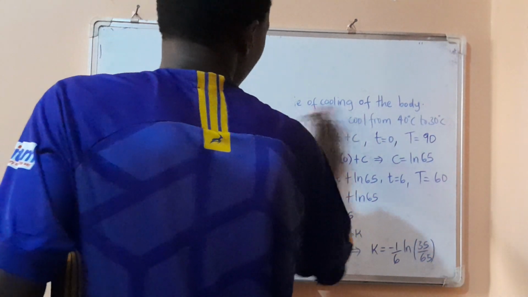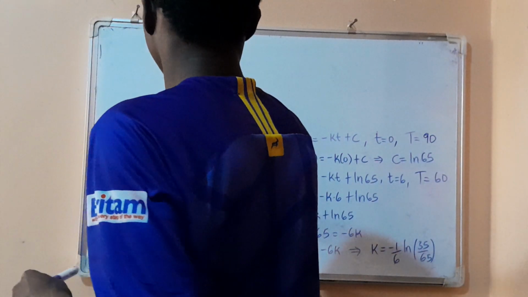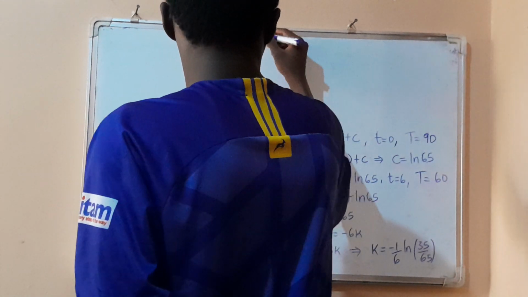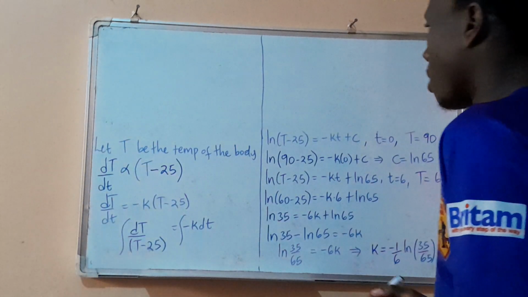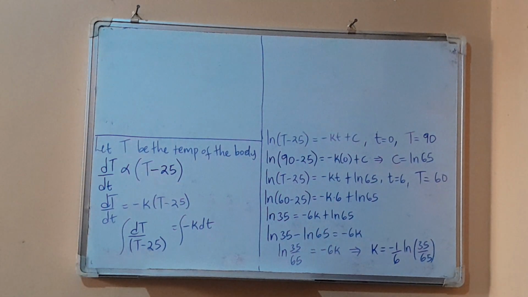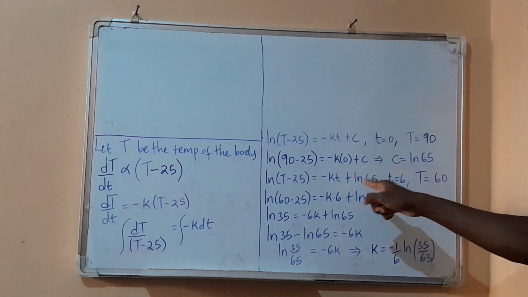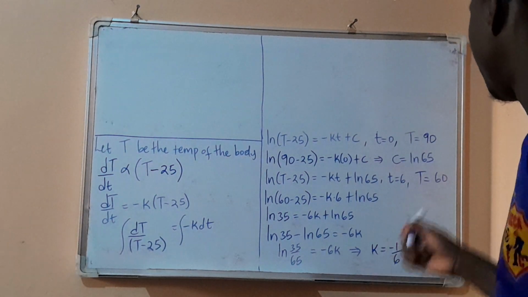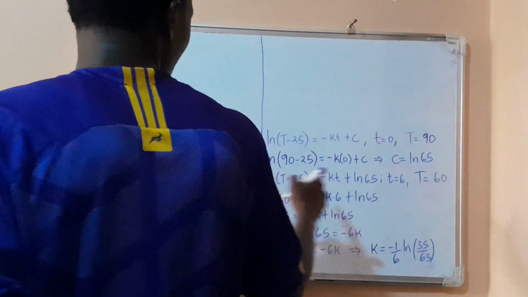So that is our value of k. So we are going to proceed. So this is k. We can now substitute it back where? Substitute it back here. So we shall have natural logarithm. We substitute it back here.